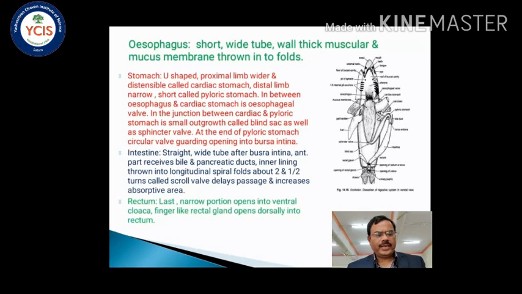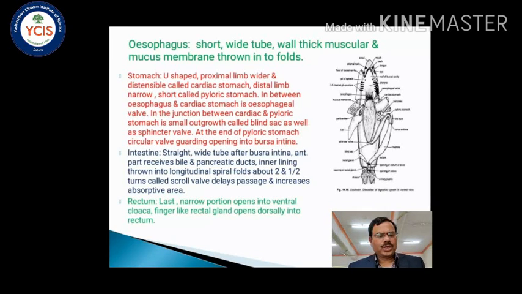The internal lining of the intestine is thrown into longitudinal spiral folds of about 2.5 turns. Such a turn is called the scroll valve. The presence of the scroll valve in the intestine of Scoliodon delays the passage of food and increases the absorptive surface area. The last portion of the alimentary canal is the rectum. In Scoliodon, the rectum is a narrow portion which opens on the ventral side into the cloaca, and there is a finger-like rectal gland which opens dorsally into the rectum. Finally, this cloacal chamber opens out by the cloacal aperture. It is also guarded with the help of a valve.